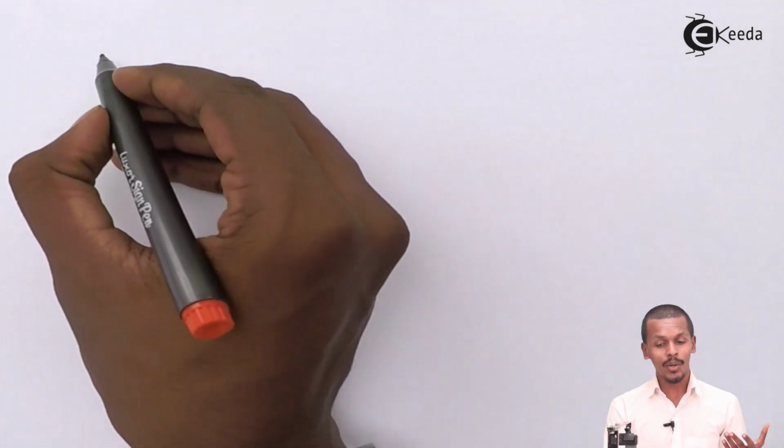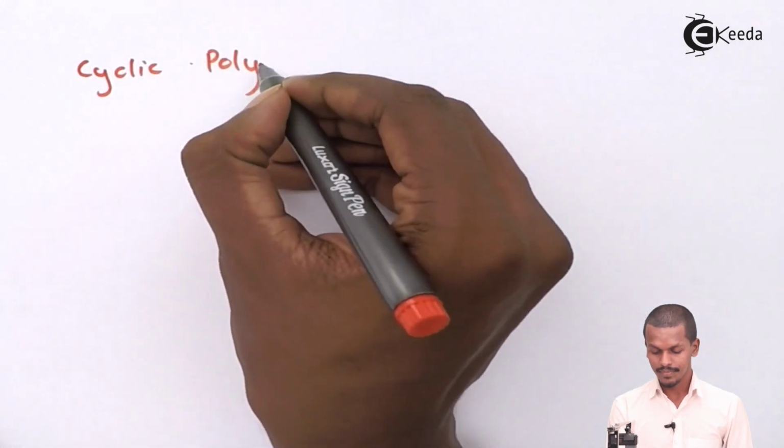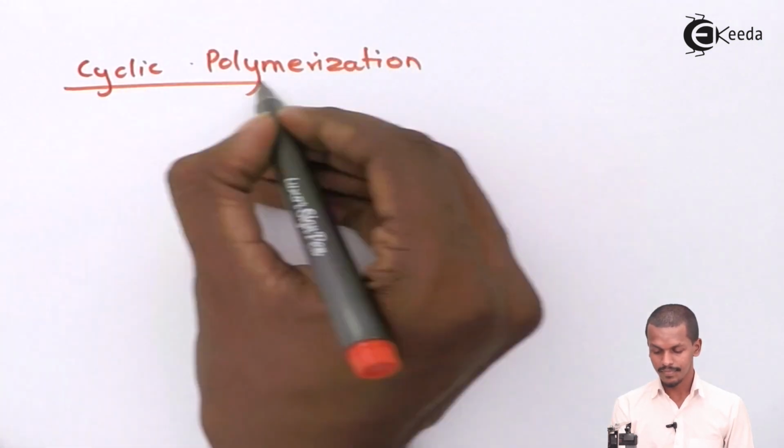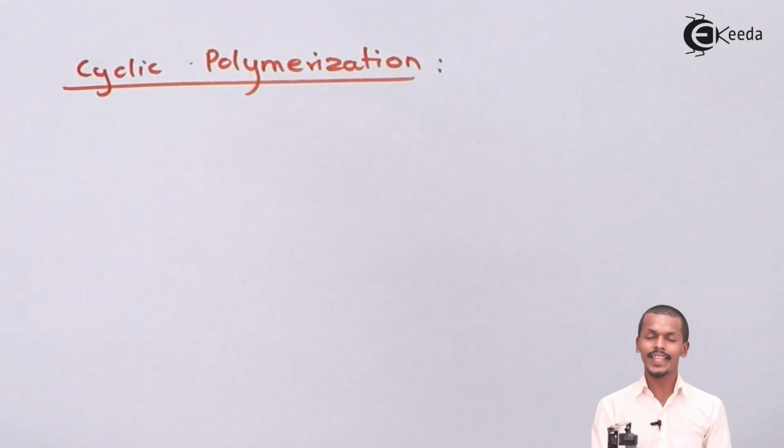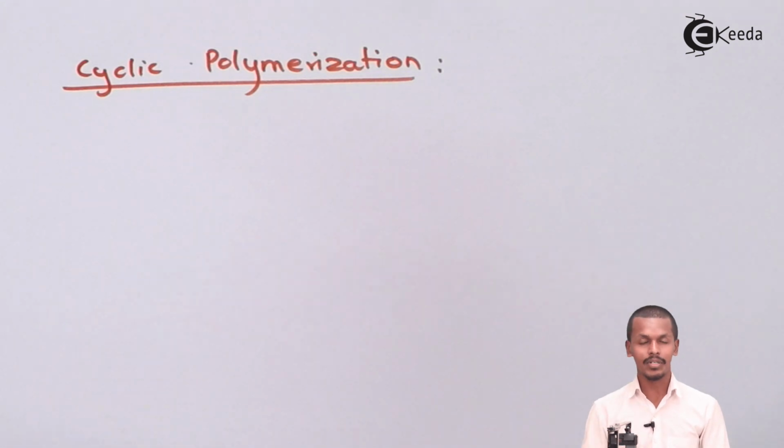So the next thing that I'm going to talk about is cyclic polymerization. In this case, we will include three ethyne molecules, and they will form a polymer. As we know, a polymer is a combination of monomers forming a larger molecule with a larger molecular mass. In this case, we are forming the molecules in such a way that they form a cyclic chain, and that's the reason the name is cyclic polymerization.